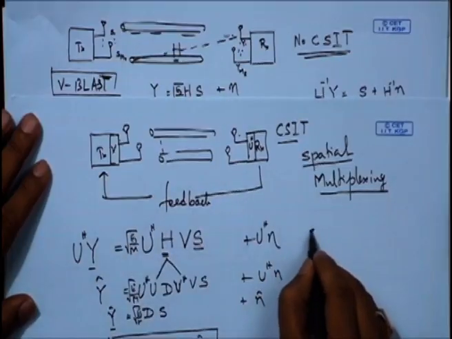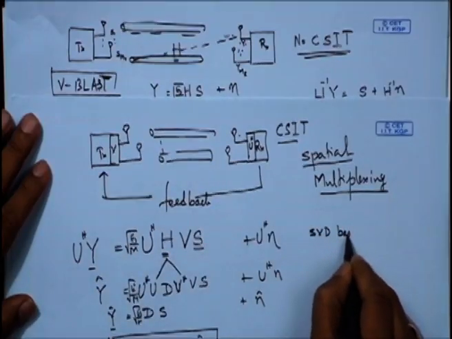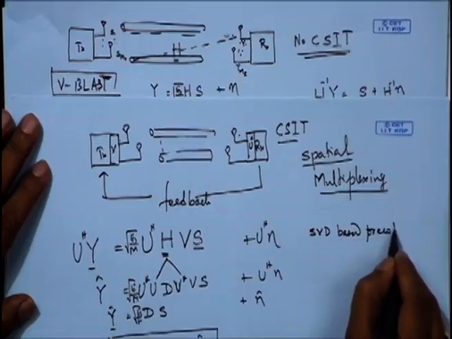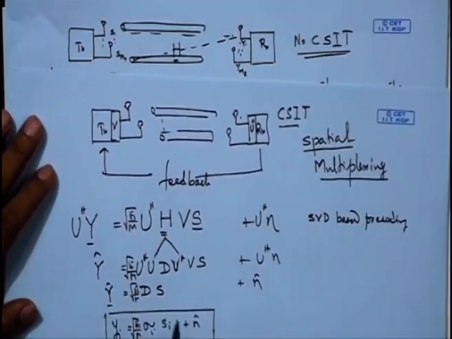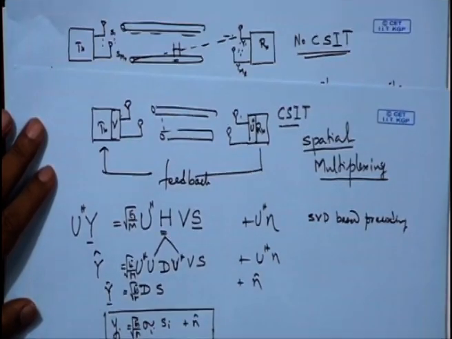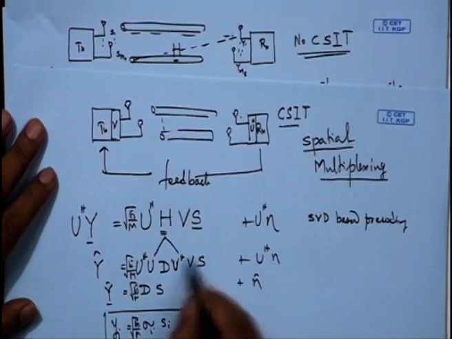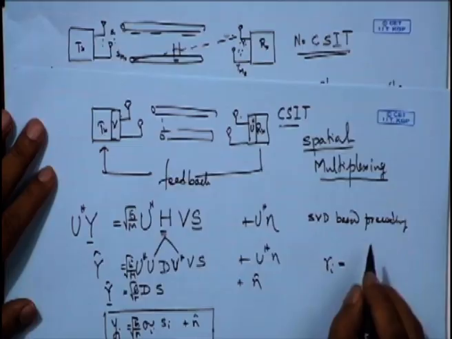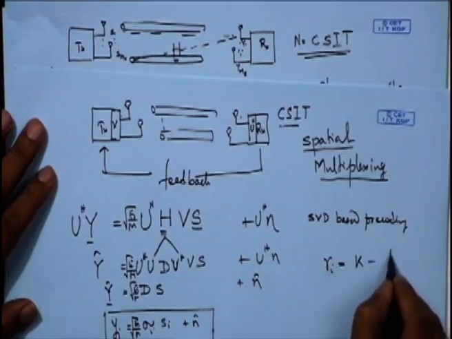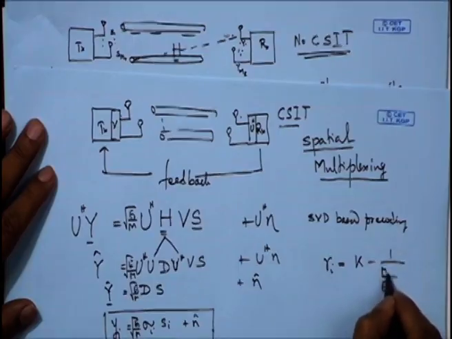This particular method is known as SVD based pre-coding. If we follow this SVD based pre-coding mechanism, we can achieve the capacity when we have feedback information at the transmitter. And of course, as has been said, we have to distribute the power such that gamma I, that means the power in this channel, is such that there is a k minus 1 over Es by mt n naught times lambda I.